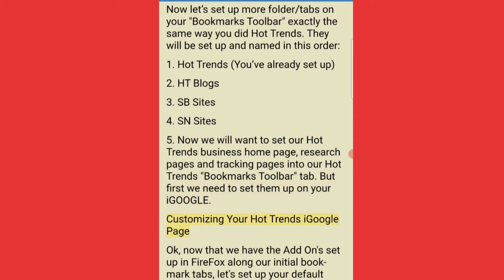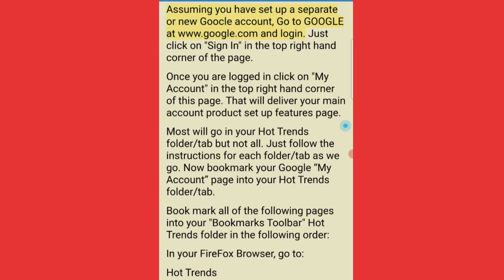Customizing your Hot Trends iGoogle page. Okay, now that we have the Add-on set up in Firefox along with our initial bookmark tabs, let's set up your default home page. Assuming you have set up a separate or new Google account, go to Google and log in. Just click on Sign in in the top right-hand corner of the page. Once you are logged in, click on My Account in the top right-hand corner of this page. That will deliver your main account product setup features page.